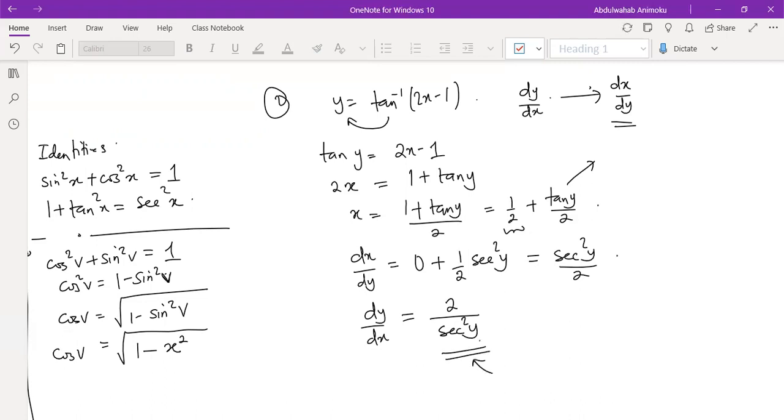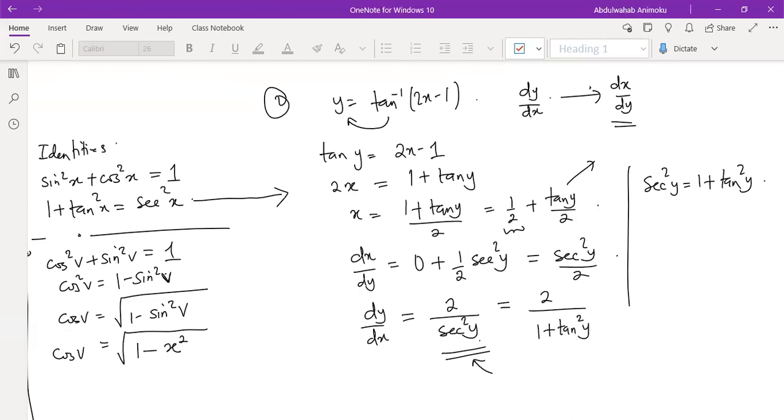Fine, great. But we are not done yet, because the solution has to be in terms of x, not in terms of y. So then we use this identity, right? Secant square. So with this identity, we can quickly see that what? Secant square y is just 1 plus tan square y. Okay, so we can rewrite this as what? 2 over 1 plus tan square y.